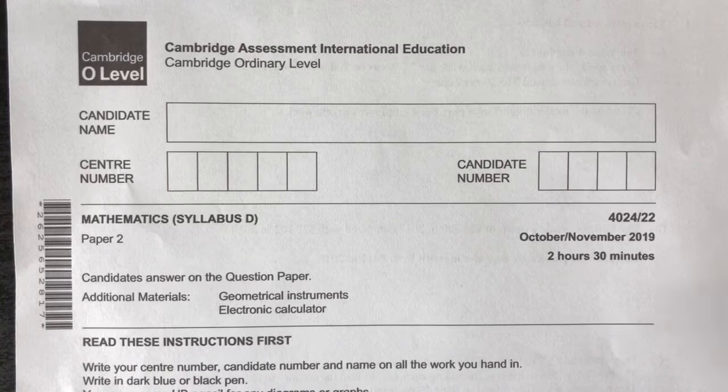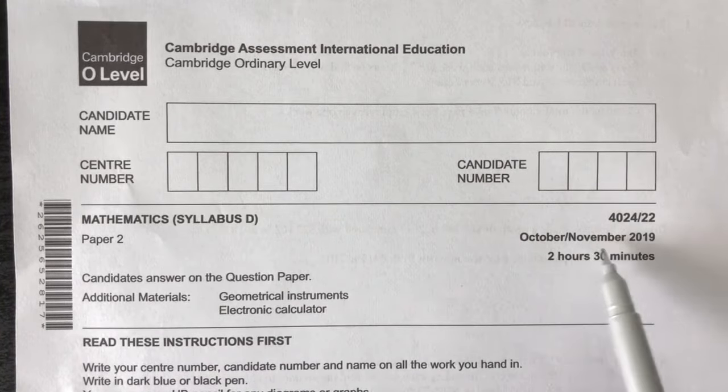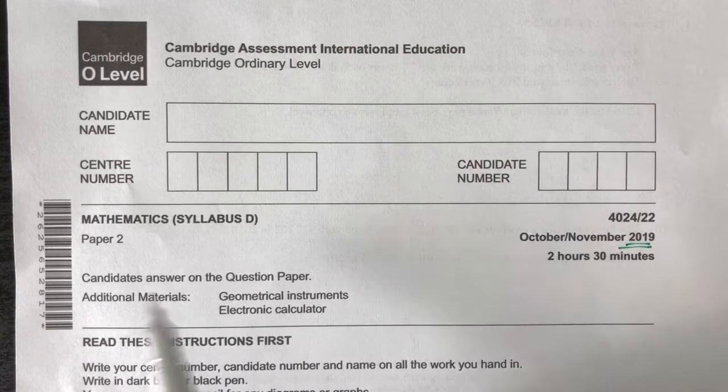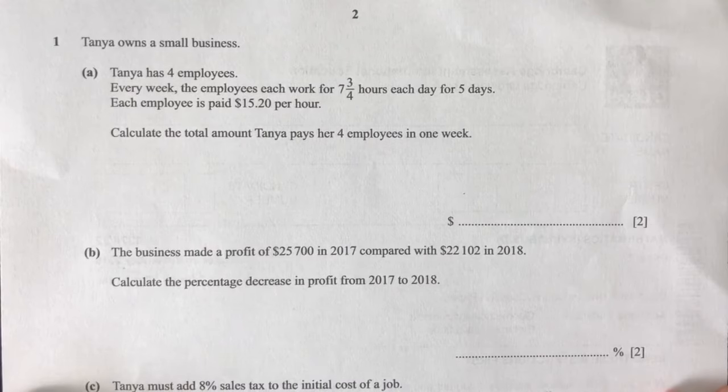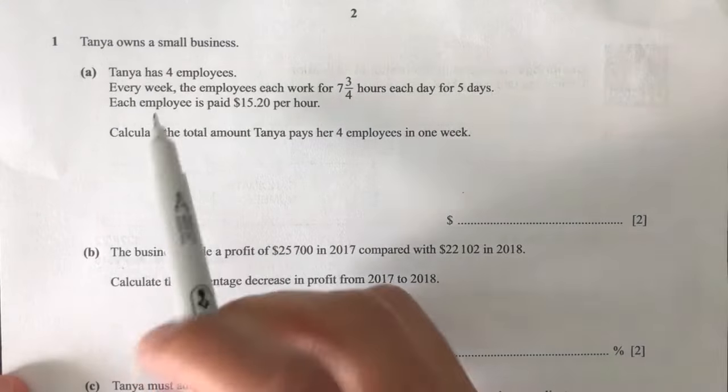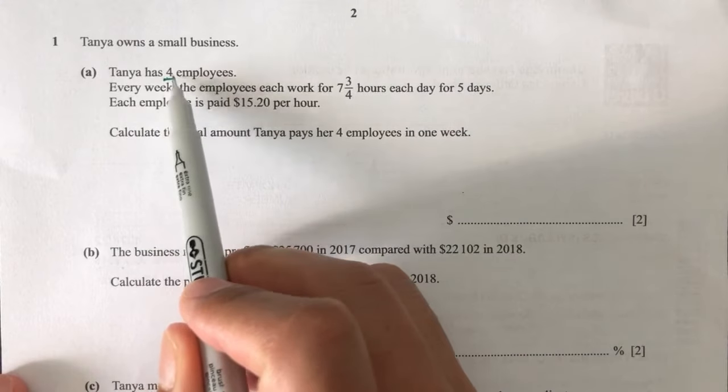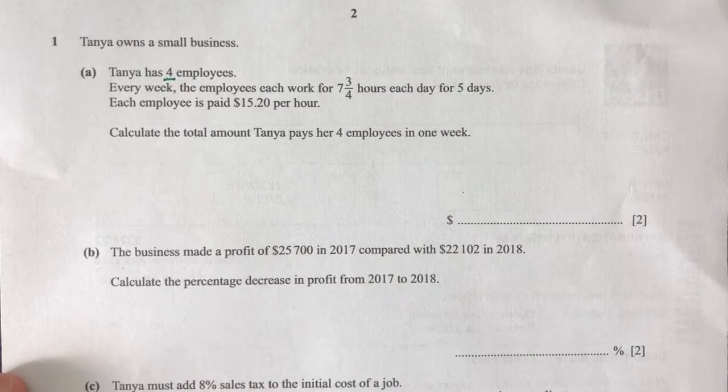Today we are going to do Paper 2 of October-November 2019 O-Level Math. So let's go to question number 1. Here we have Tanya owns a small business. Part A, Tanya has 4 employees. Make sure you underline every important detail in the question.